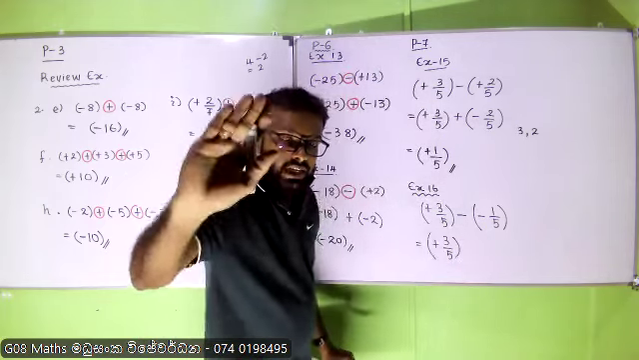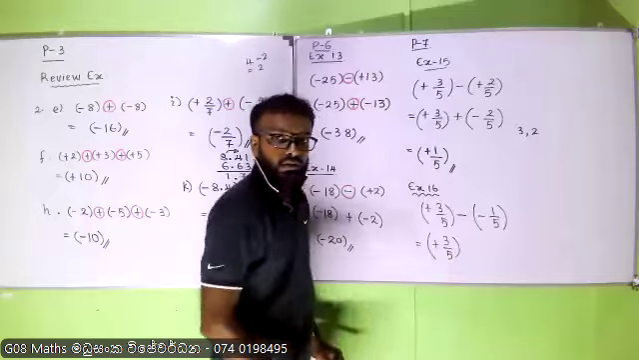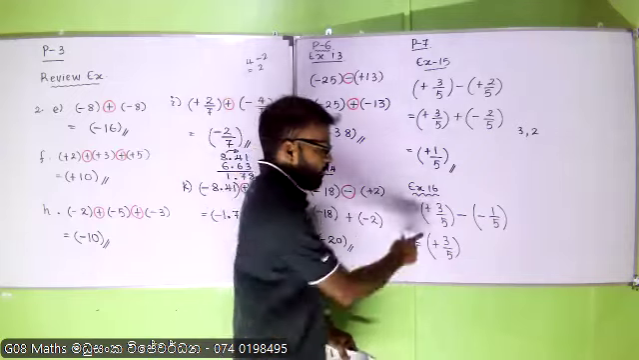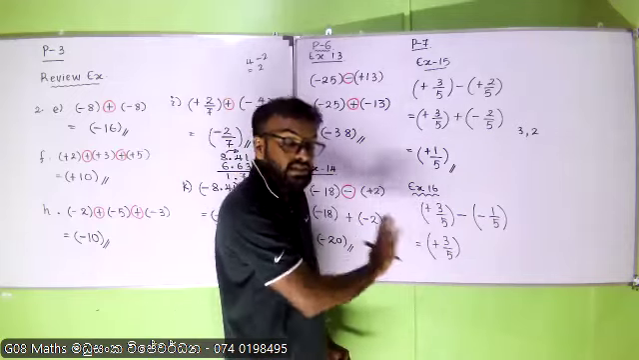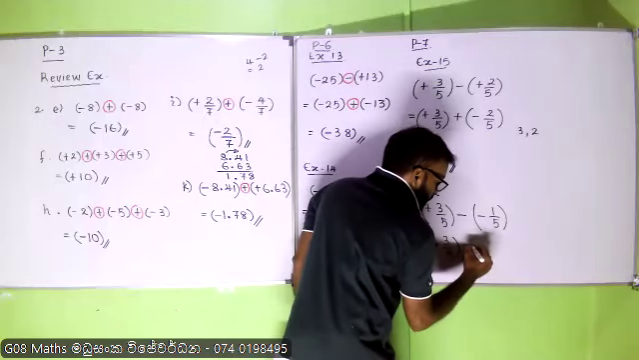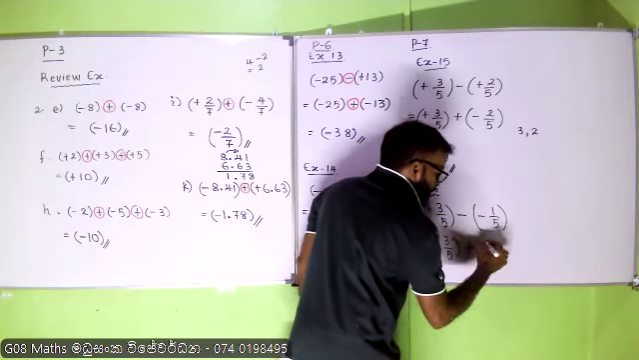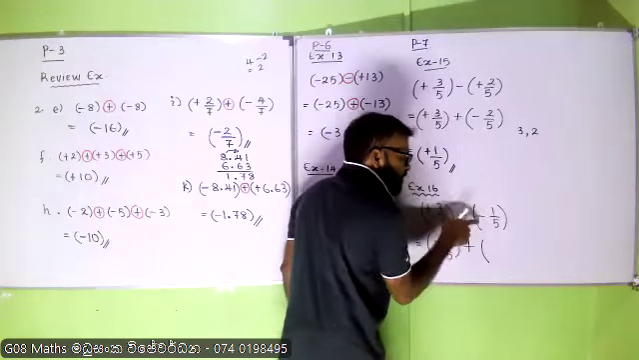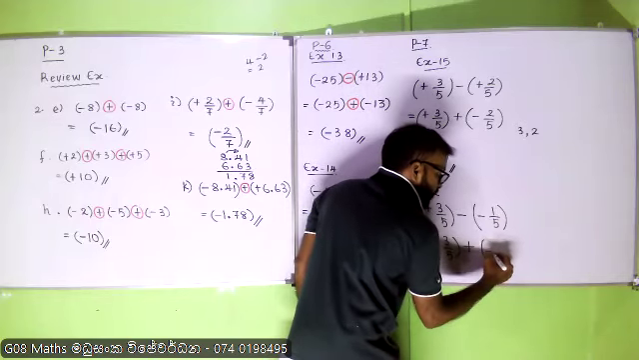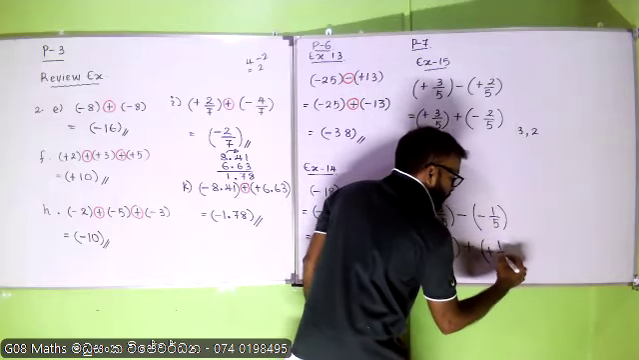Don't do any changes for the first number. Keep as it is. Correct? So this is negative. Convert it into positive. At the same time, you have to get the additive inverse of the second number. Right? This is negative. Convert it into positive 1 upon 5.